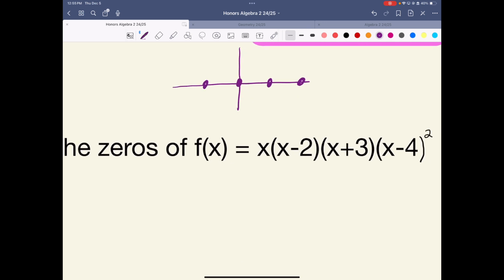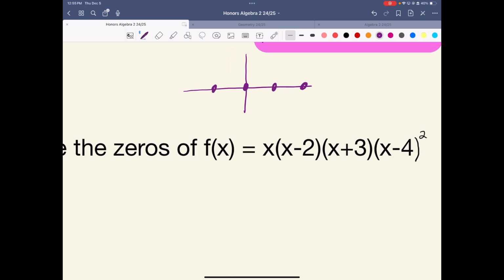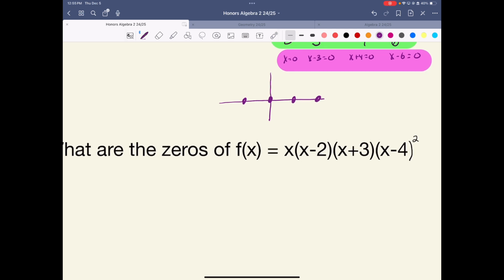Okay, so now let's do the same thing for this. What are the zeros of f of x is equal to x times x minus 2 times x plus 3 times x minus 4 squared?